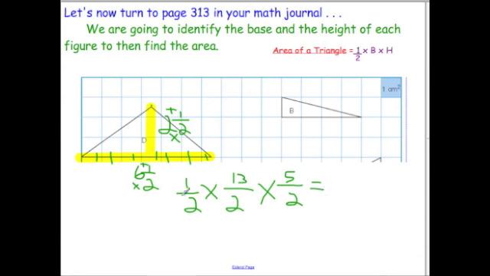Now when we're multiplying fractions, we just multiply straight across. 1 times 13 is 13, times 5 is 65. Make our over sign. 2 times 2 is 4, times 2 is 8. Like we did in our previous example, we know that we can make this 65/8 into a prettier number by taking 65 and dividing that by 8.